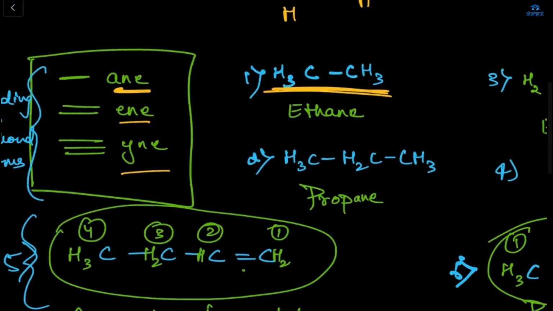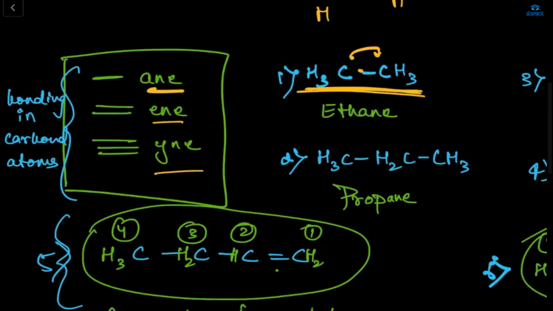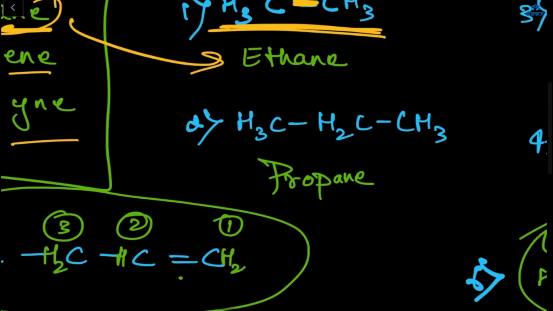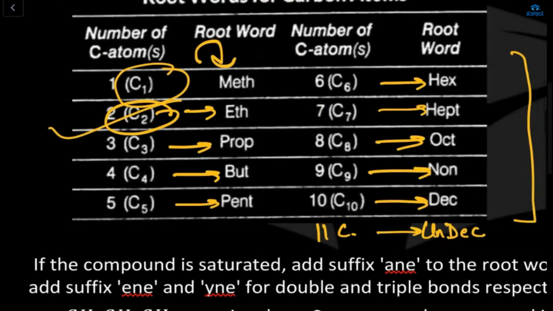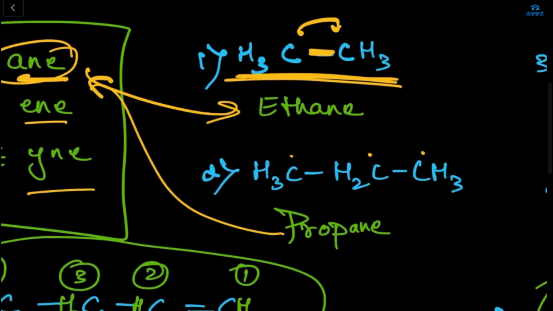So here, how many carbons? Two carbons. So for two carbons, what do we have to write? We write eth, and with one bond it will be ane, so ethane. Okay. Here how many carbons? One carbon, two carbon, and three carbon. So for three carbons we have to write prop. And how many bonds? Only single bond. So it will be propane.